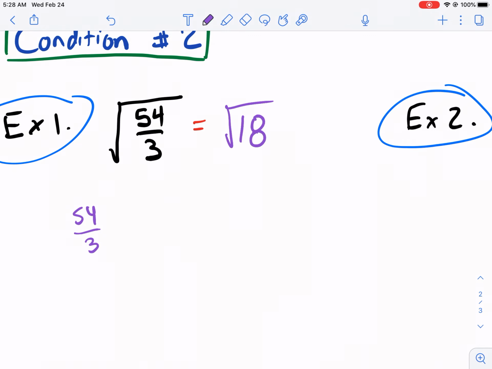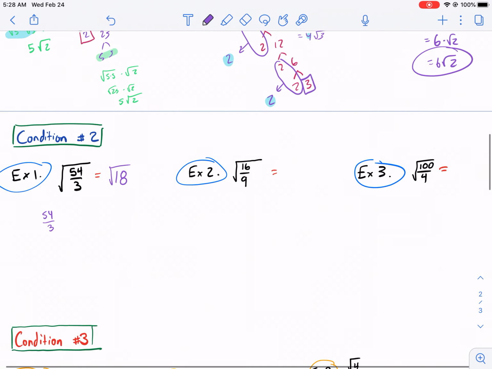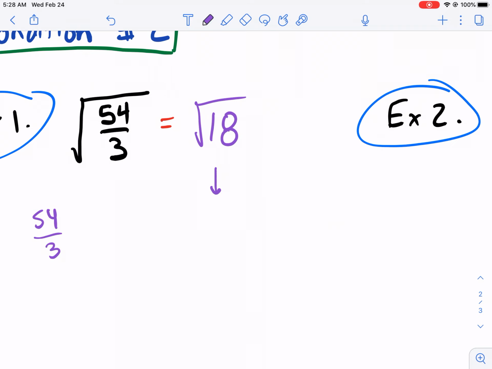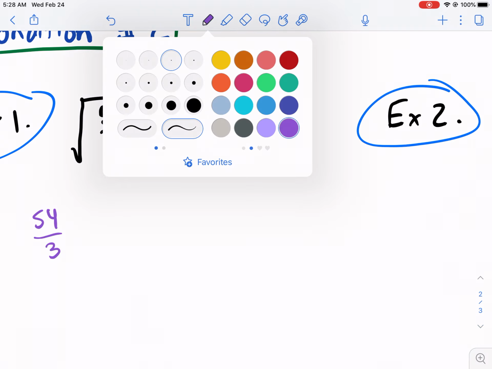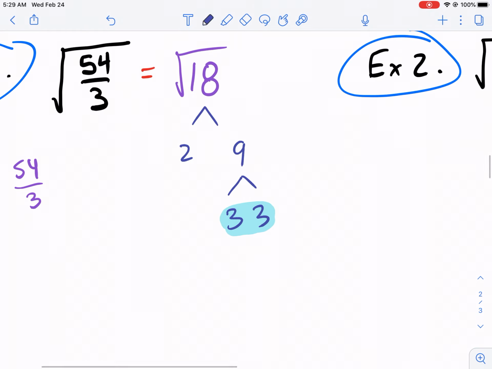Now, from here, we see that we have condition 1, which means we have a perfect square within this radical. So we're going to simplify this further. A couple of different ways we talked about. If you're not sure if there's a perfect square that goes into it, you can always factor. So in this case, it's 2, 9, 3, 3. Anywhere we see 2 of the same number under the radical, we know that one of those numbers is going to come out.